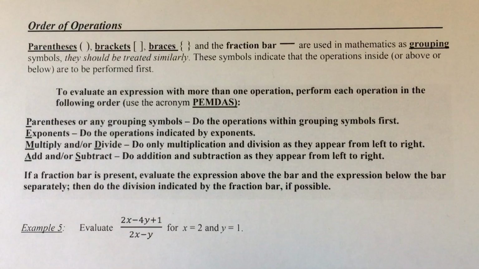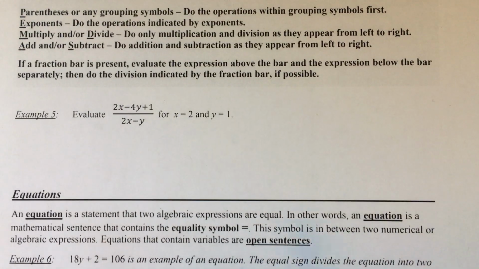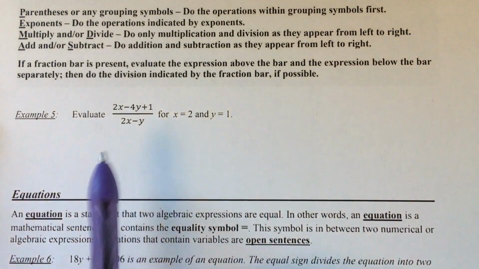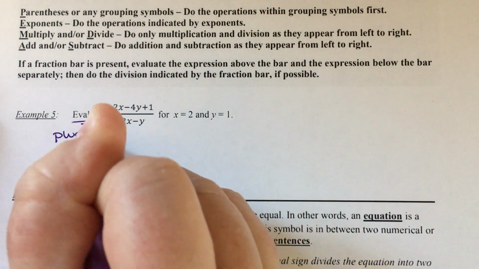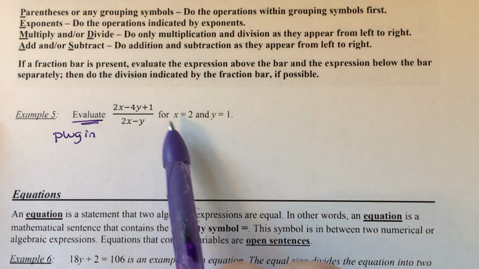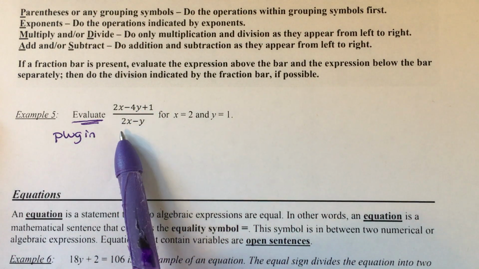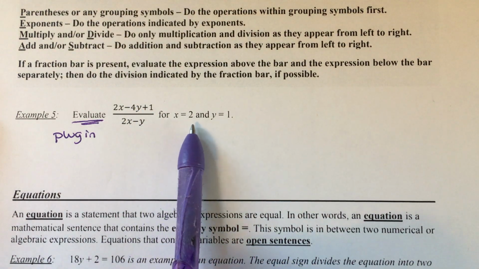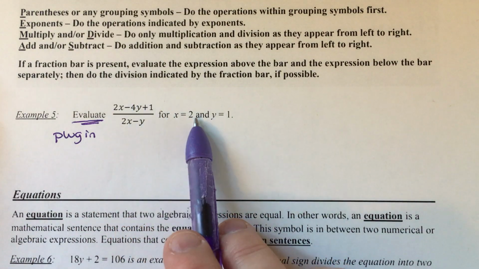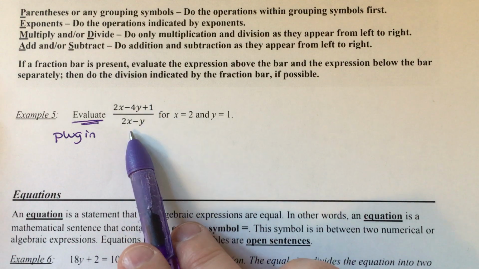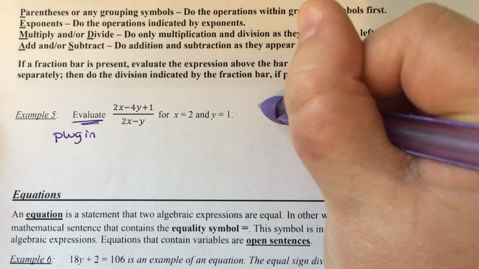So let's try an example with a fraction bar, because sometimes those throw some people off. In this example, we're going to evaluate. Remember that word evaluate just means plug in. So we're evaluating (2x - 4y + 1) divided by (2x - y) for x equals 2 and y equals 1. So where there's an x, we're going to plug in a 2, and where there's a y, both places, we're going to plug in a 1. So let's see what that looks like.